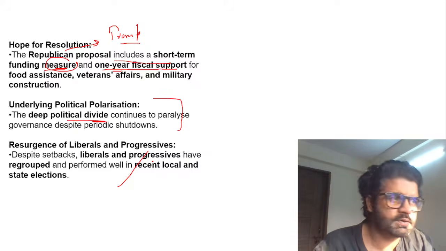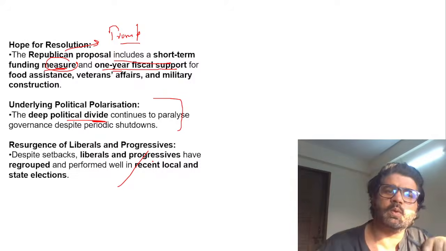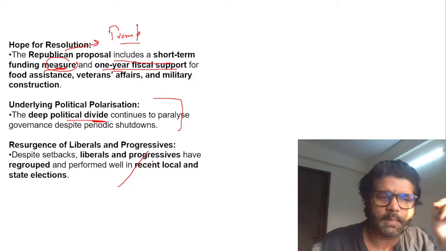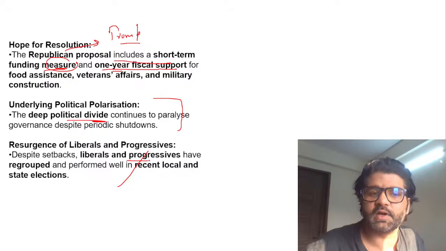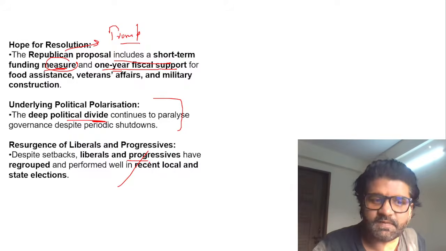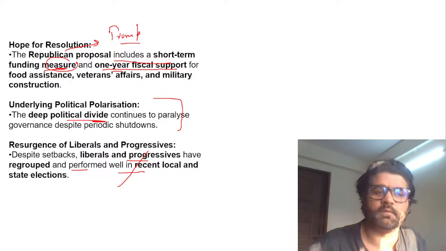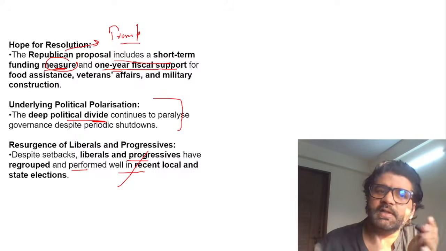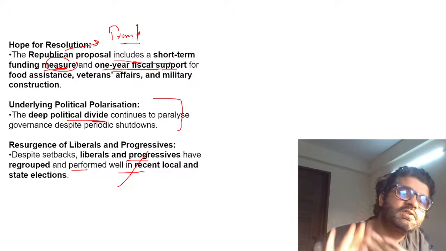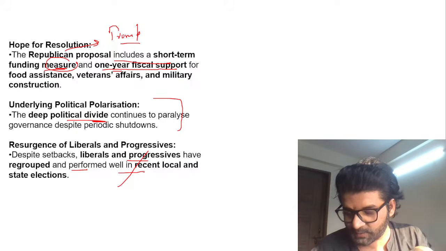There is a switch. Sometimes rightists will have a say, and then leftists will come, and then again so on, and centrists will come. Despite that, liberals and progressives have regrouped and performed well. So Trump is seen as non-progressive, anti-progressive. So hope you understood the basic rationale why the shutdown has happened. Money is not coming. The appropriation bill has not passed because of the stalemate over Obamacare. That is the basic rationale.